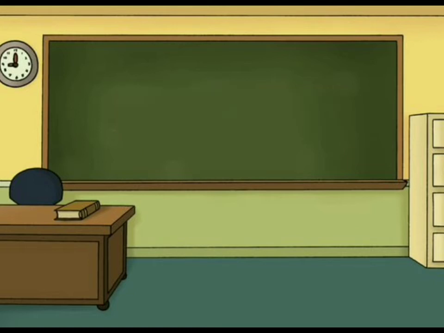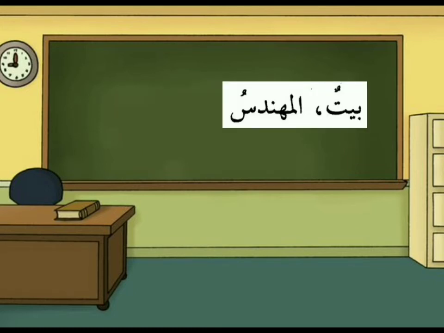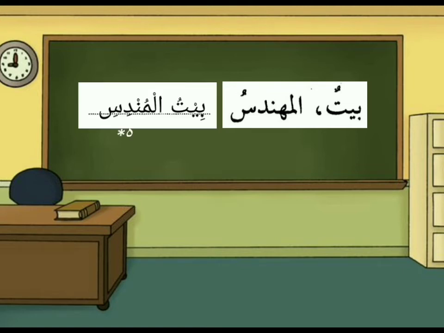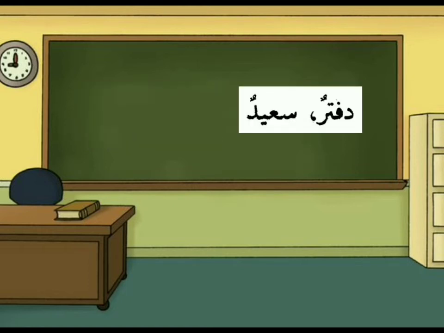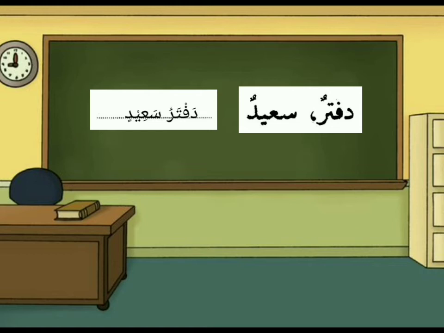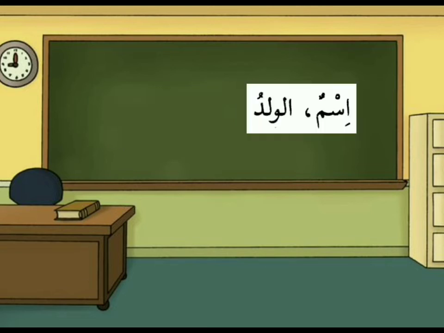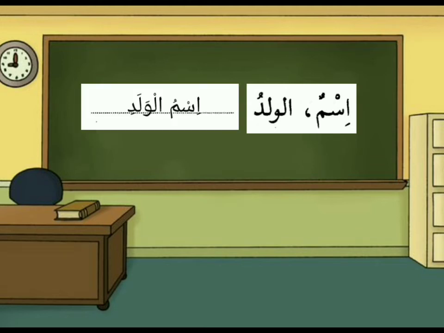Okay, so next is Baitun and Al-Muhandisu. Baitun Al-Muhandisu is Baitul Muhandisi, or the engineer's house. Next is Daftarun and Saidun. So, Daftarun and Saidun is Daftaru Saidin, or Said's book, because it doesn't come with alif lam first. Okay. Next is Ismun and Al-Waladu. So, Ismun and Al-Waladu is Ismul Waladi, or the boy's name.